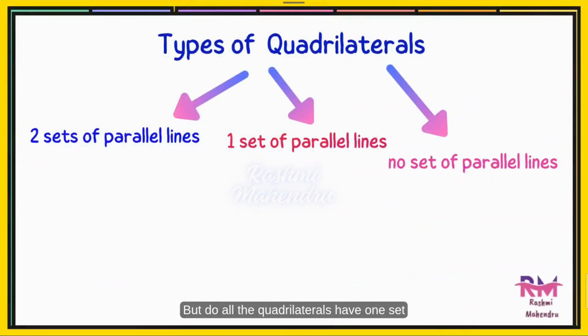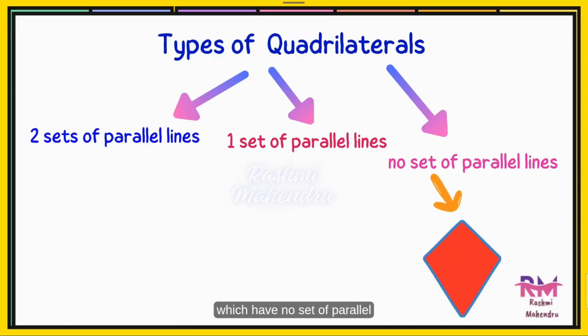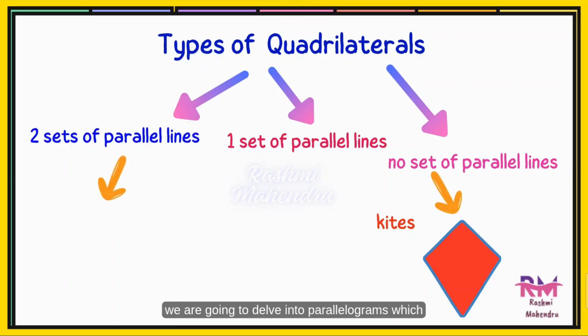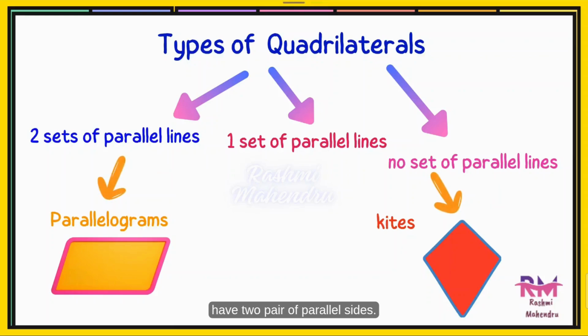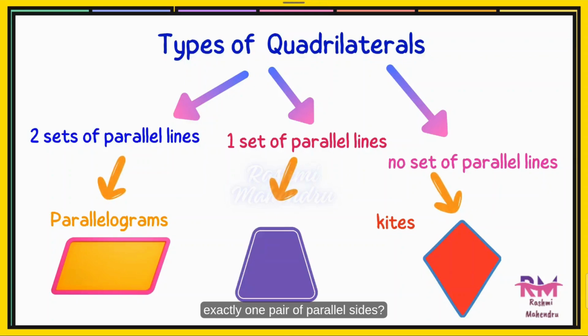But do all the quadrilaterals have one set of parallel sides? In our previous module, we explored kites, which have no set of parallel sides. And in our future module, Module 9, we are going to delve into parallelograms, which have two pair of parallel sides. But what about quadrilaterals with exactly one pair of parallel sides? These special quadrilaterals are what we are going to explore today.